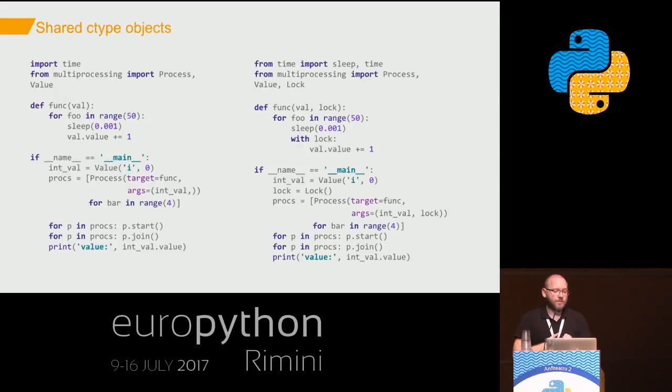So I have two programs. The difference is that one uses locking and the other one does not. The one on the left does not use locking. So we have shared memory, and all processes have access to the same memory. All can read from it and write to it at the same time. If you do that, there will actually be something called race conditions.